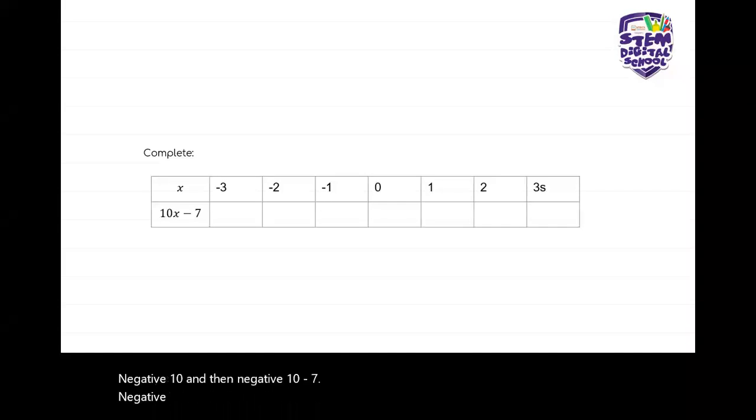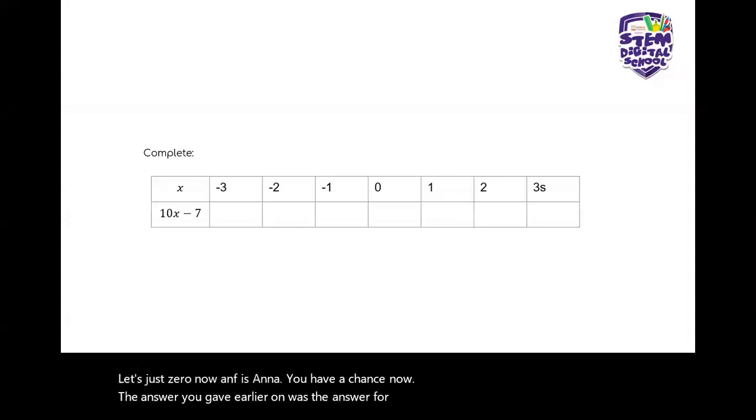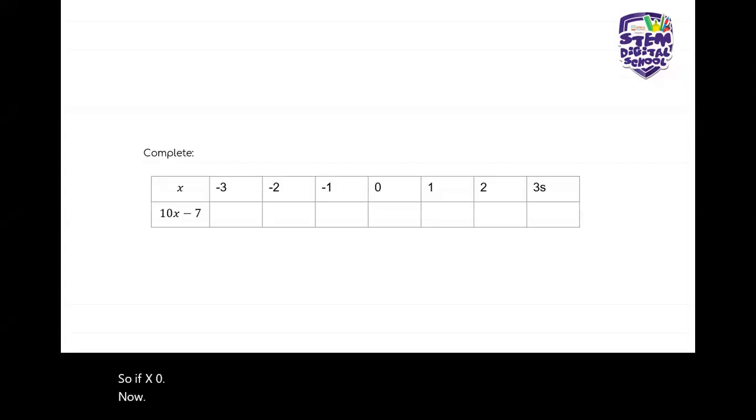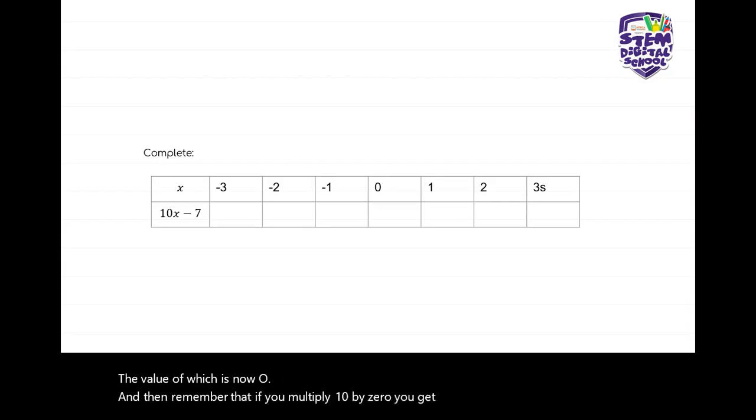Great. Let's use 0 now. Fizana, you have a chance now. The answer that you gave earlier on was the answer for 0. So if x is 0, thank you very much, Huapele. If x is 0, then can we proceed? Once again, you substitute the value of x, which is now 0. And then remember that if you multiply 10 by 0, you get 0. And 0 minus 7 is negative 7.